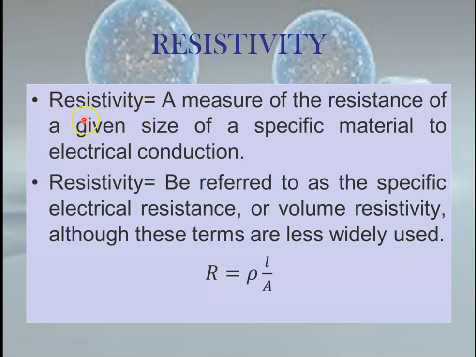a resistivity. Now, resistivity in this particular slide was referring to the resistivity owned by the resistor itself. Resistivity can be referred to as the specific electrical resistance or volume resistivity, although these terms are less widely used. Resistivity is symbolized by this symbol, rho, and the relation between resistivity and resistance is R equals the resistivity times the length divided by the area. So that was resistivity.